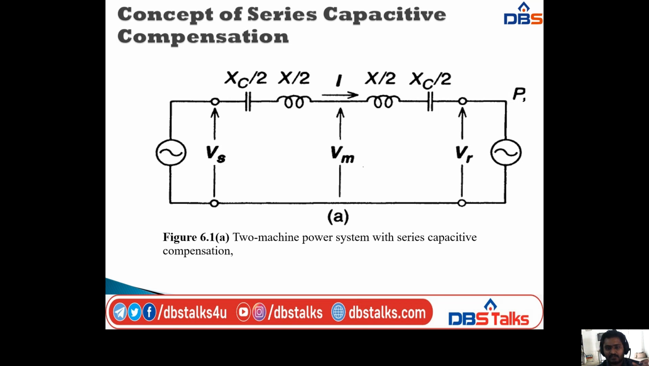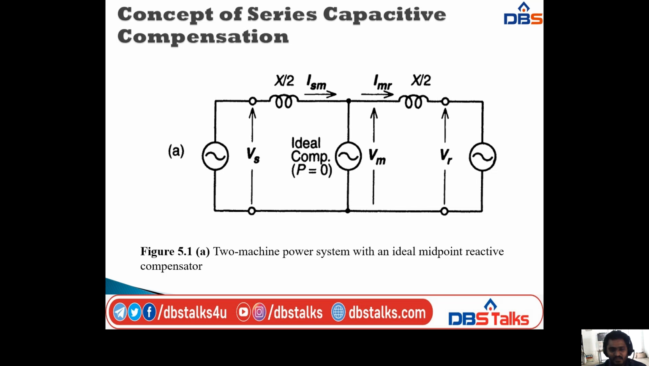Okay, like that, and we have the power. This is the two machine power system with a series capacitor compensation. Actually, this is the two machine power system with an ideal midpoint reactor compensator. This is covered in the previous chapter, that is the concept of series reactor compensation. At that time we took this diagram.